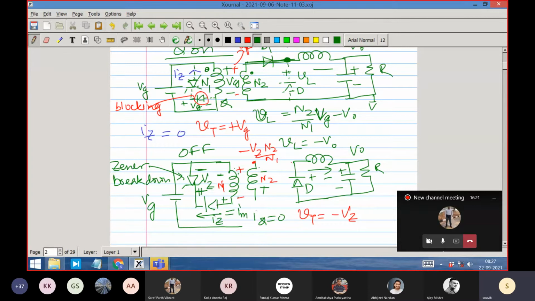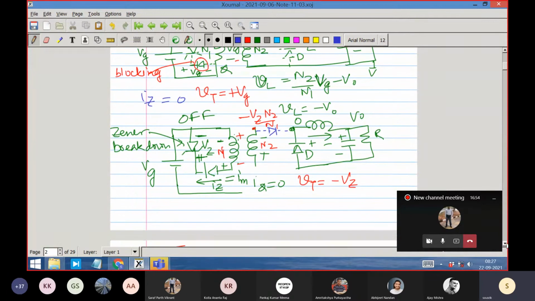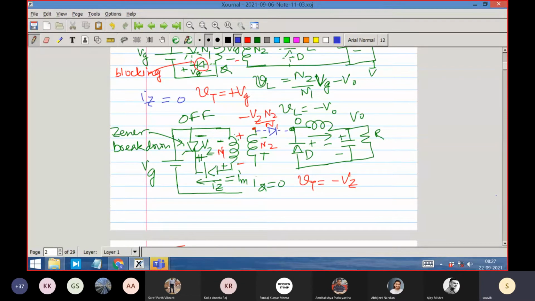I said that this diode is reverse biased. Why? Because this point potential is 0. This point potential is minus Vz into N2 by N1. So therefore this diode is reverse biased, because this diode anode is here, cathode is here. This diode is not conducting. This is reverse biased, right? So you understand every switch during on time and during off time: what is happening during on time and what is happening during off time. Now we'll see that in order for it to operate in the steady state, we have to satisfy 2 volt second balance.